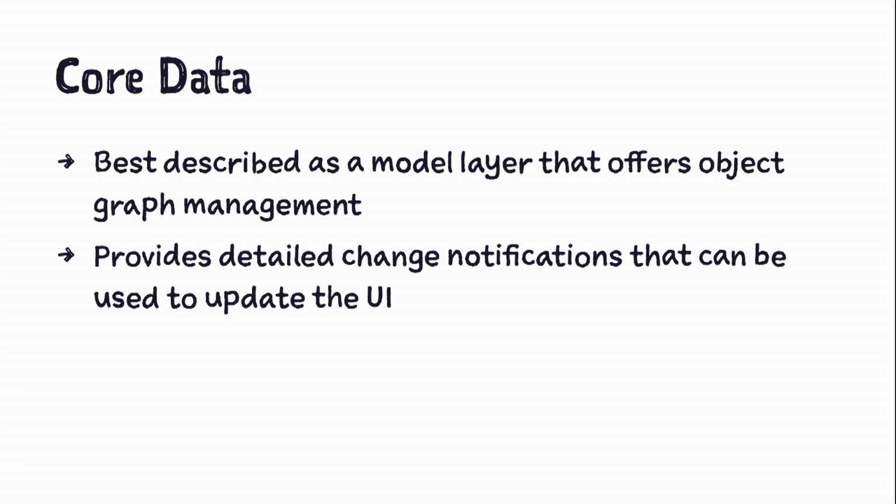So it keeps track of changes, it allows you to traverse relationships, and it also provides detailed change notifications that you can use to update the UI. And in iOS, you get some system-provided classes that help you hook up core data to table views, for instance, like we saw before during the demo, even providing things like animations for you.